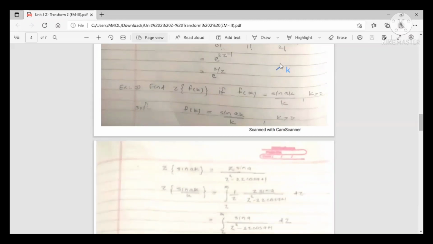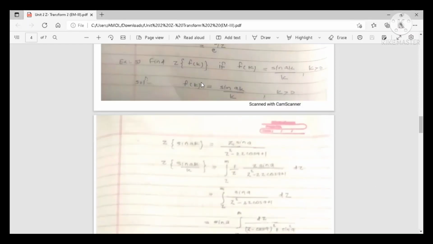So here, find the z transform of f of k if f of k is equal to sin a k upon k when k is greater than 0. Okay. Now the sequence is sin a k upon k when k is greater than 0. Z transform of sin a k upon k; first use the formula of Z transform of standard sequences.